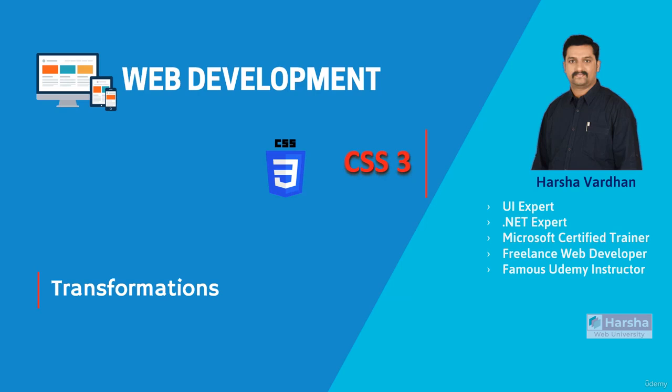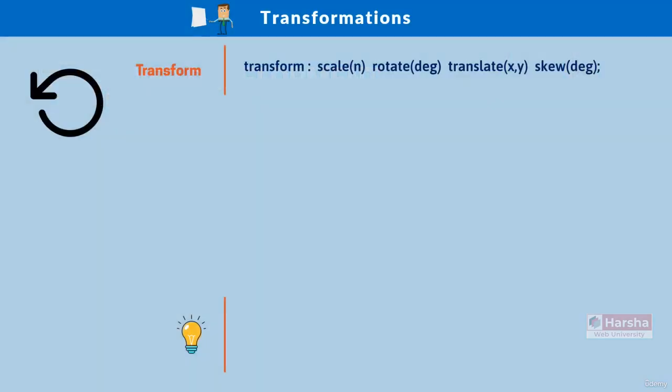Transformations in CSS3. The transform property in CSS3 can be used to display the element from a different angle. That means you may want to rotate it, or move it, or zoom it, or twist it. Majorly, we have 4 types of transformations, that is scale transformation, rotate transformation, translate transformation, and skew transformation.